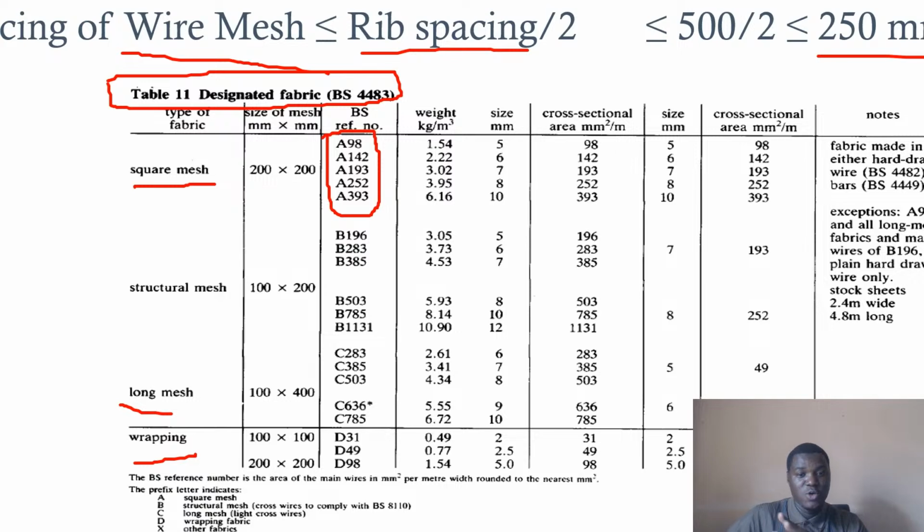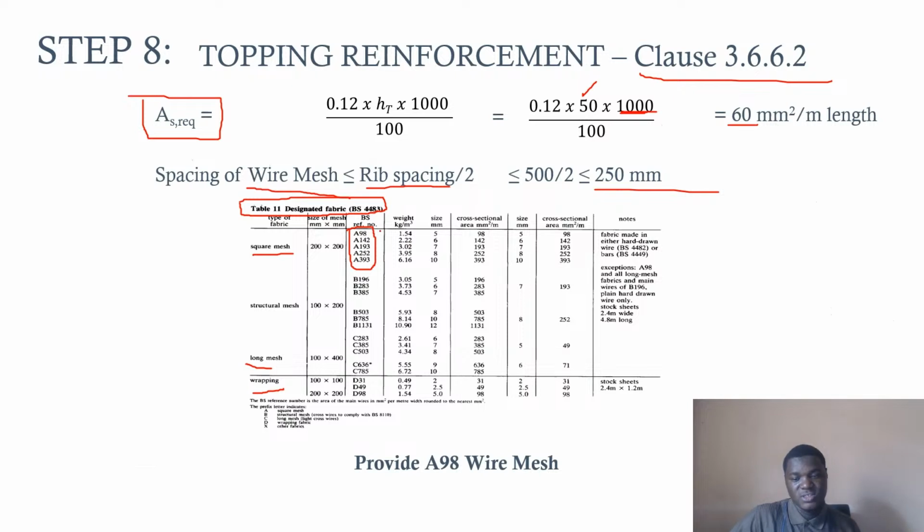That's the meaning. A142 means a square mesh of 200 by 200 with an area of 142 millimeter square per meter length. And then you can see that A98 has a wire diameter of 5 mm, A142 has 6 mm, like that. So that's how we come about this. But because our required area is 60, we can just go with the smallest one, A98.